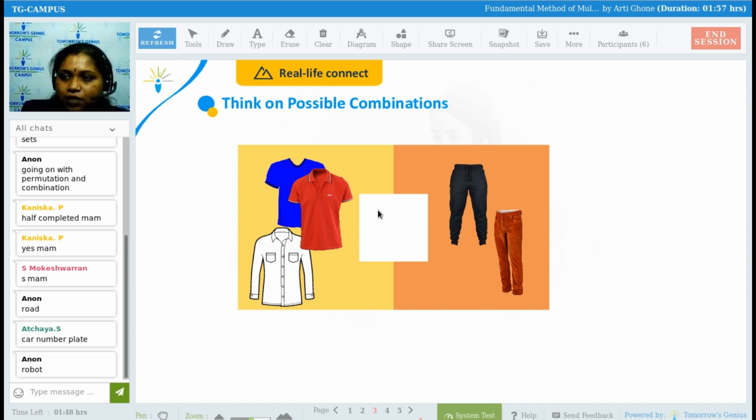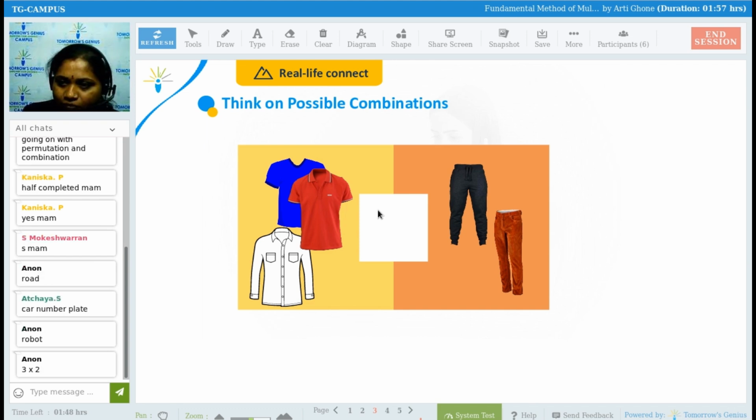But I'm just asking you, I have 3 shirts and 2 pants. Okay, and I give a question to you: make a possible dressing up from these two. What will you do? Don't say that I'll only wear the pants, I'll only wear the shirt. You have to select one shirt as well as one pant. So how many ways are there to select?